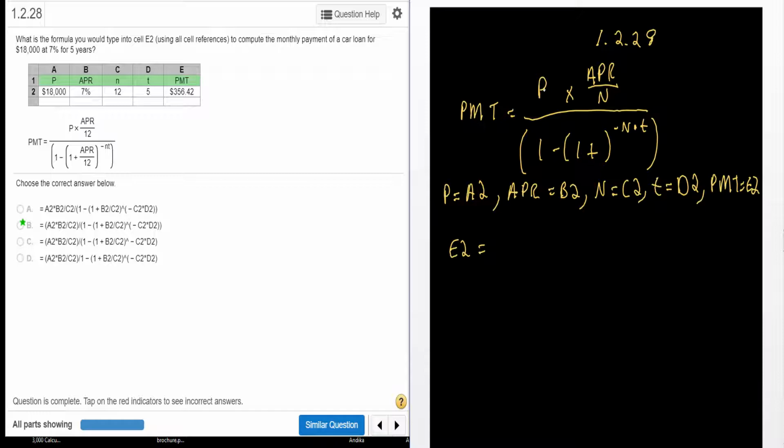Okay, so where I see a P, I'm going to type A2, times the APR, which is B2, divided by N, which is C2, divided by 1 minus 1 plus. There's something missing in there. Let's see here.